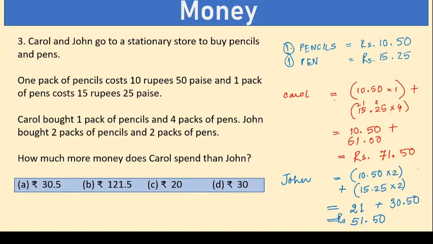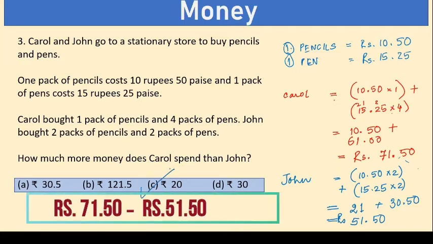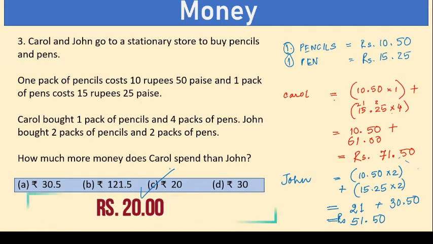rupees 50 paise. Now we need to find how much more money Carol spends than John. For that, we need to subtract John's amount from Carol's amount. So that's our right answer.